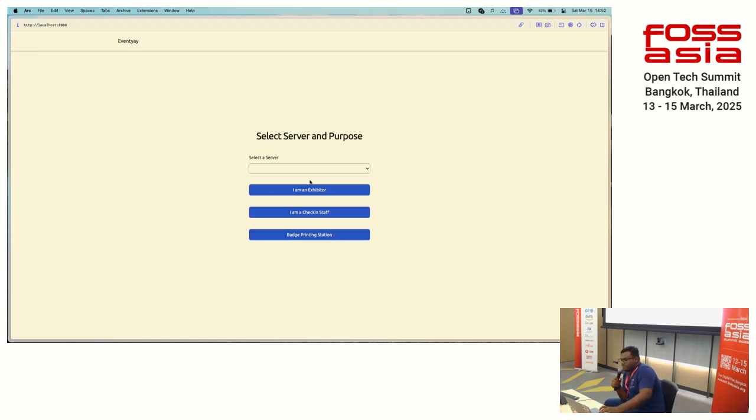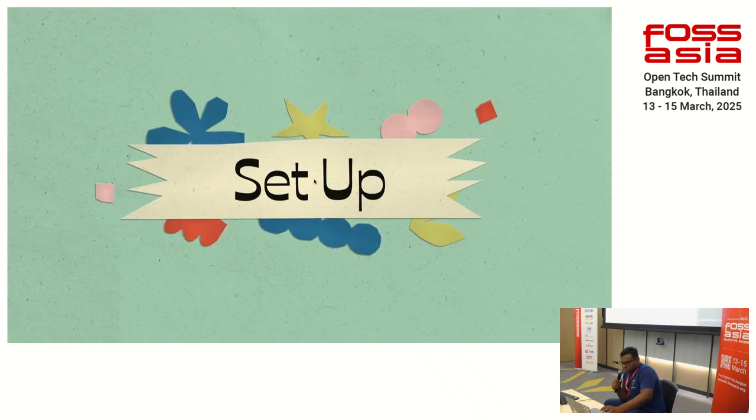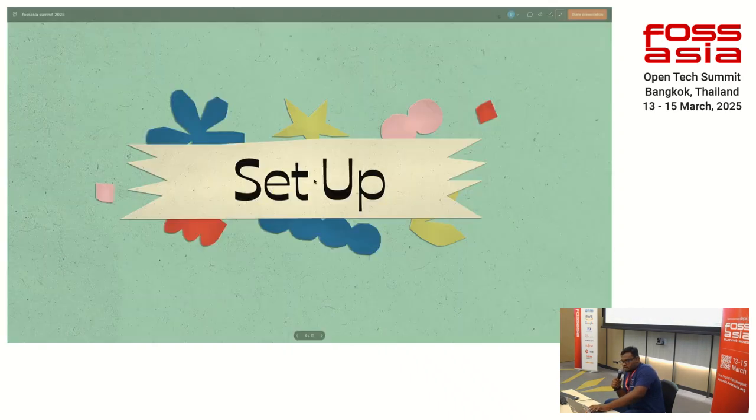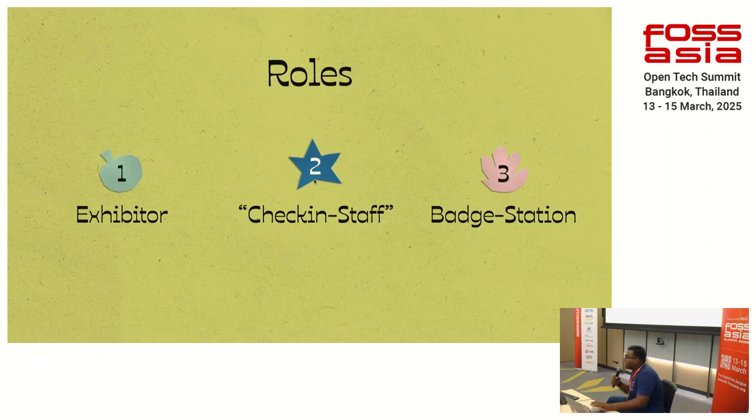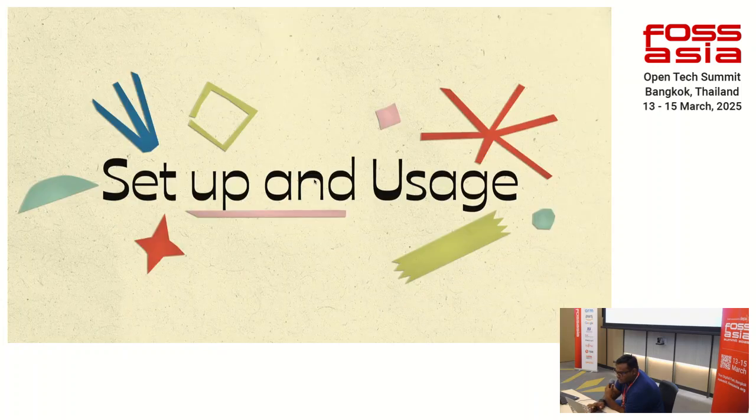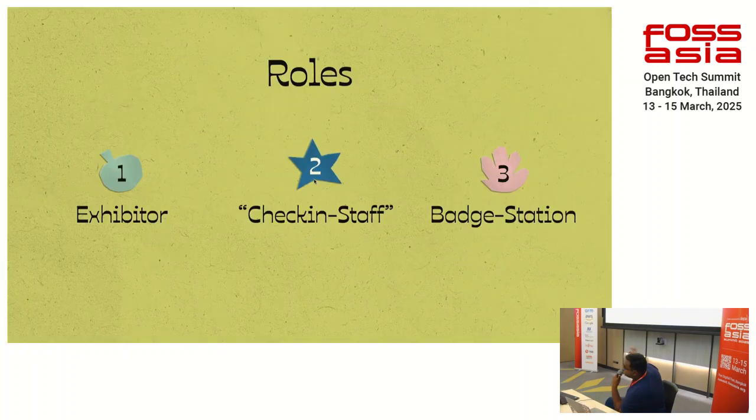Basically it has three different roles. It has the exhibitor role, the check-in staff, and the badge station role. The exhibitor role is for the exhibitors, check-in staff is the manual process to check in, and badge station is an automated procedure. We'll go to that later, but right now let us first set up the check-in staff.